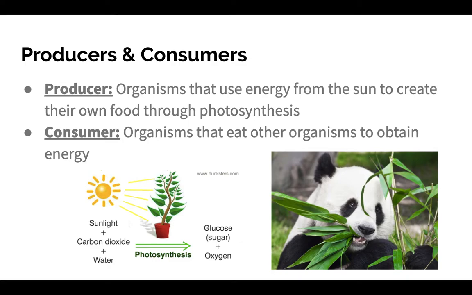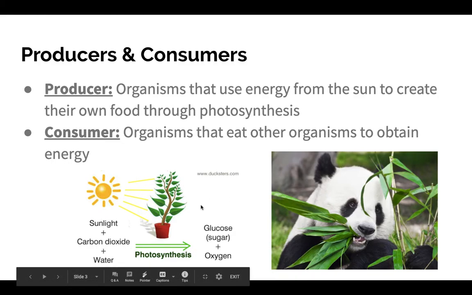The first term is producer. Producers are organisms that use energy from the sun to create their own food through photosynthesis. So these are typically going to be plants that we're going to think of. And in the last focus area, we talked all about what photosynthesis is, how these organisms take sunlight, they use that as their energy source, carbon dioxide and water.